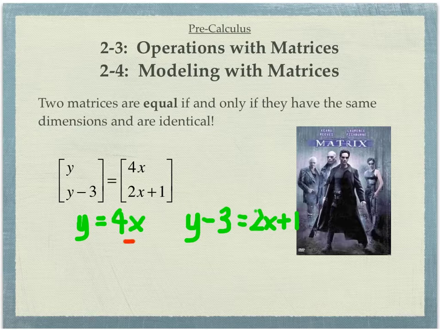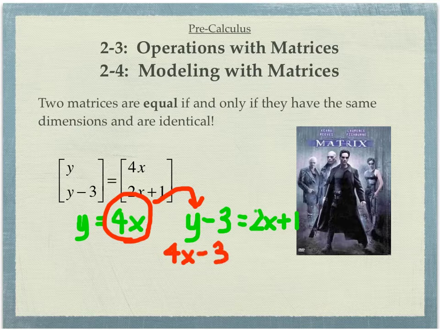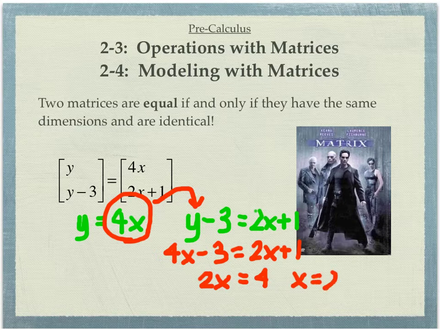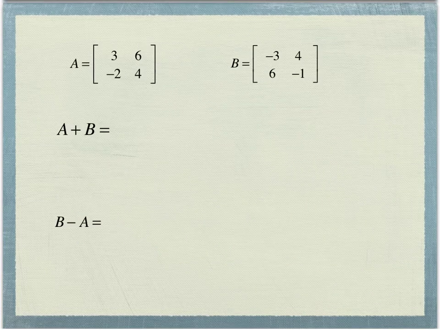So if y equals 4x, we could substitute that in place of this y. So we'd have 4x minus 3 equals 2x plus 1. And then rearranging things, we would get 2x on this side, add 3 to each side equals 4. So of course that means that x would be 2. And if x is 2, we can go back to this earlier equation and see that y would equal 8. So that's kind of the deal on those kind of problems.